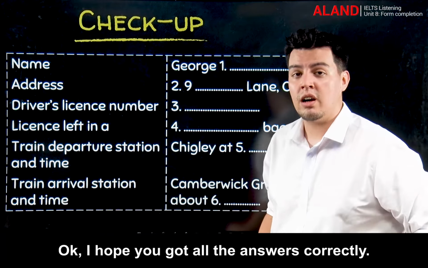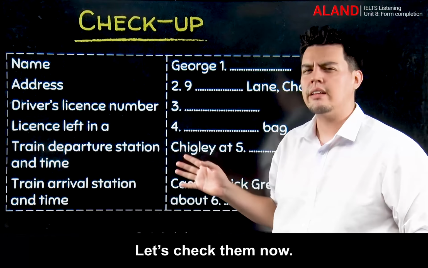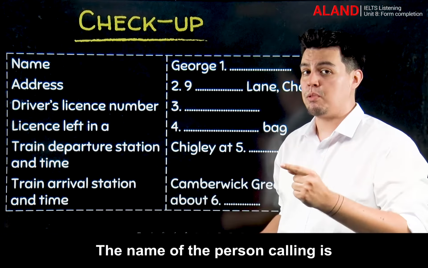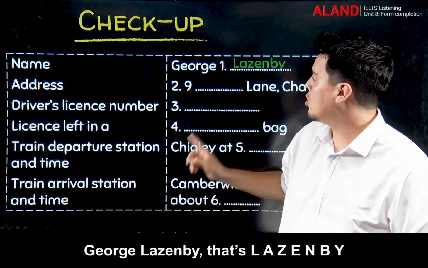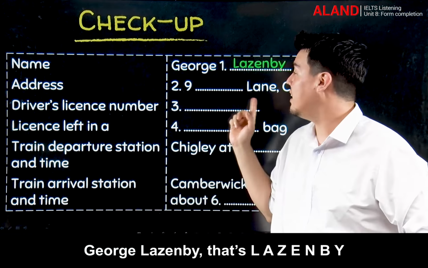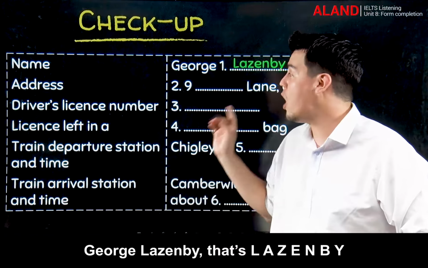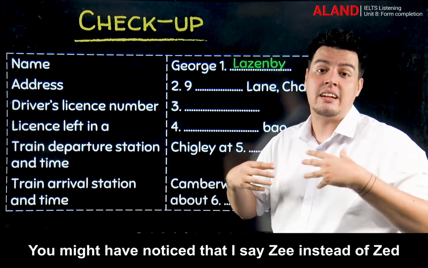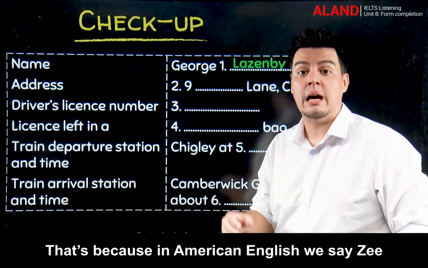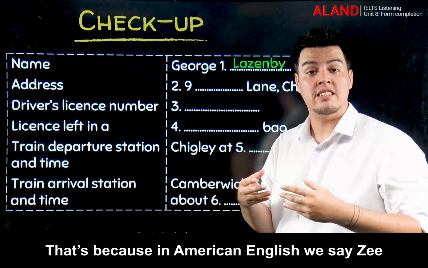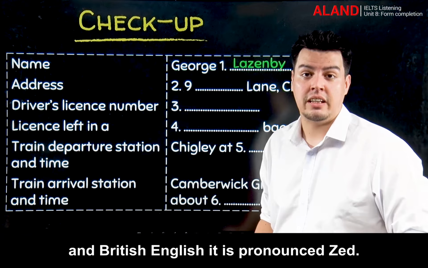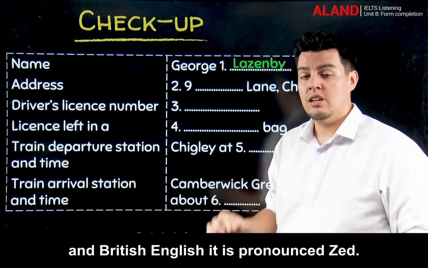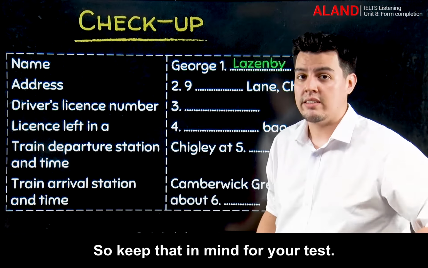Okay, I hope you got all the answers correct. Let's check them now. The name of the person calling is George Lazenby. That's Lazenby. You might have noticed that I say Z instead of Z. That's because in American English we say Z, and in British English it's pronounced Z. So keep that in mind for your test.